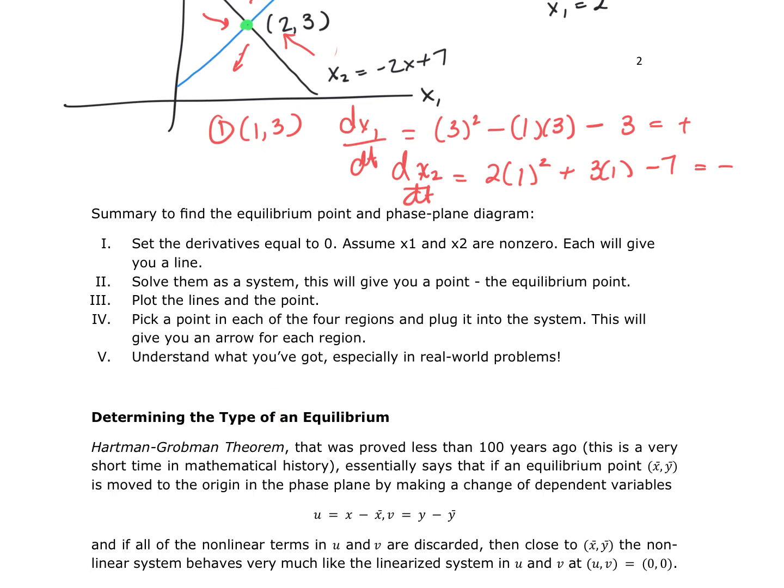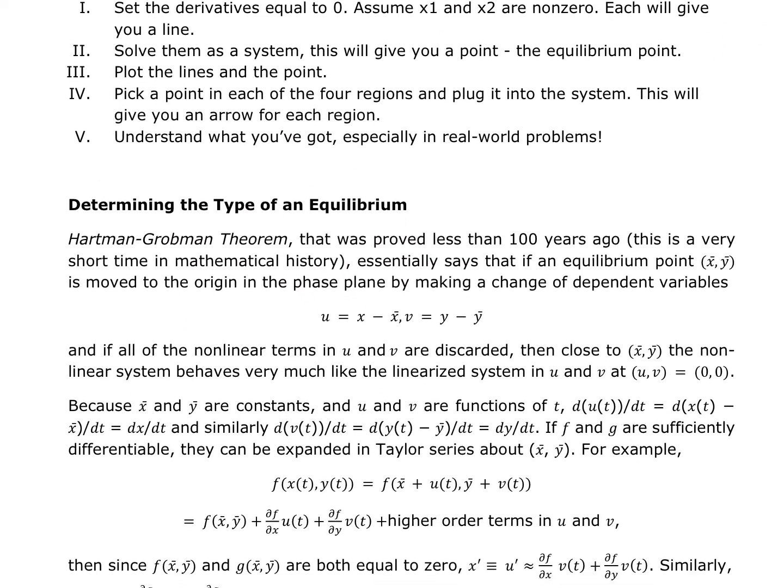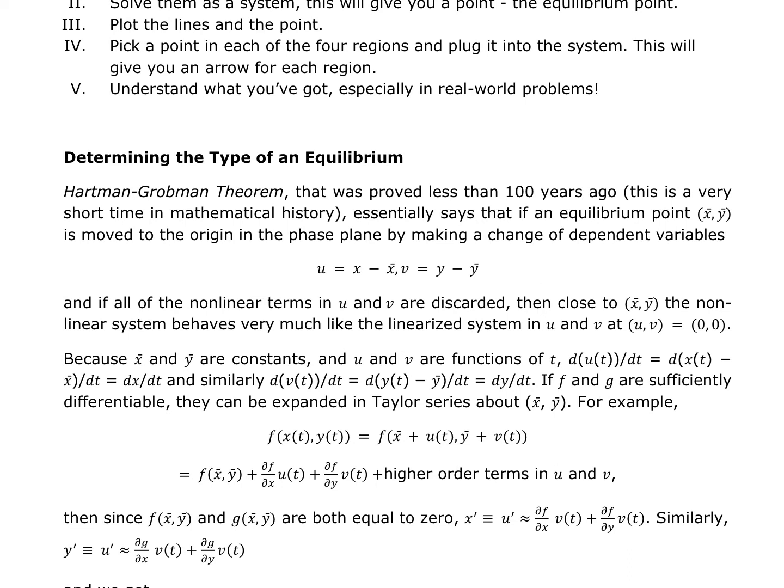Now, as promised, the Jacobian, here it is. Well, here's the reasoning behind it, and then we'll get to it. About 100 years ago or less, somewhere around there. So in mathematical terms, not very long ago.